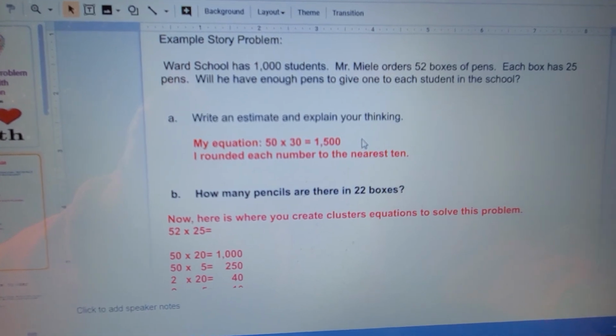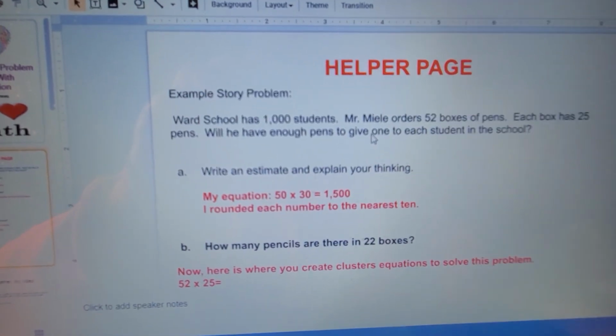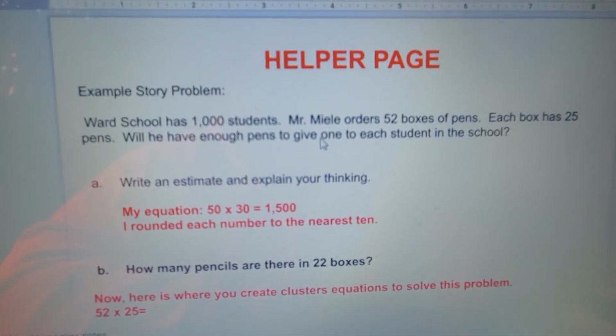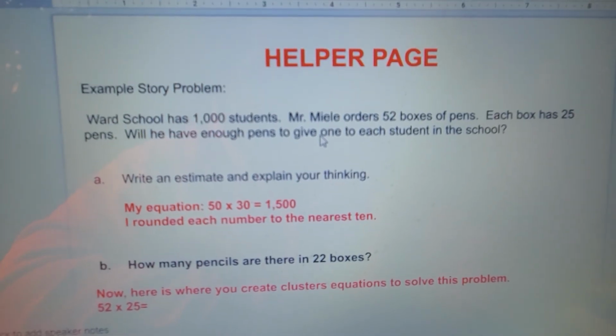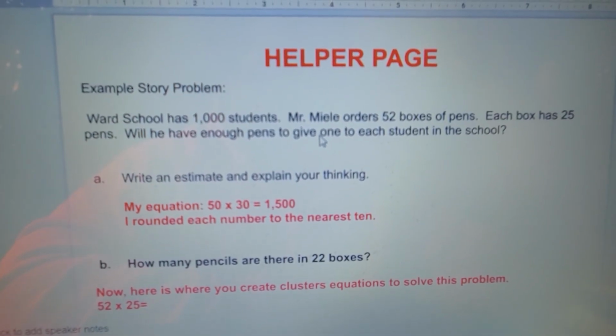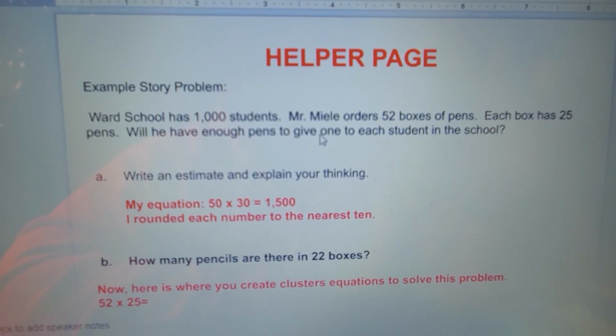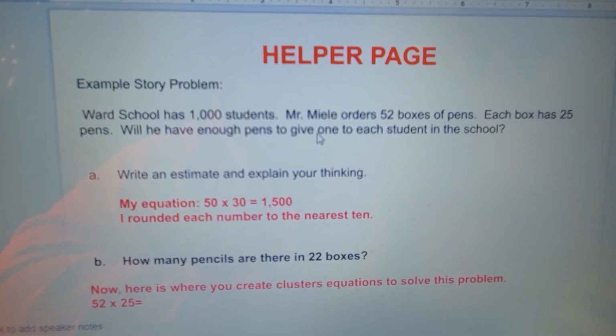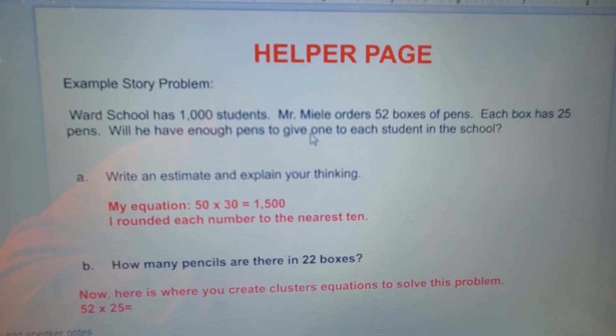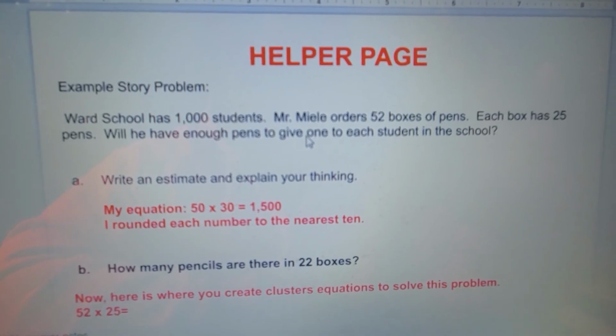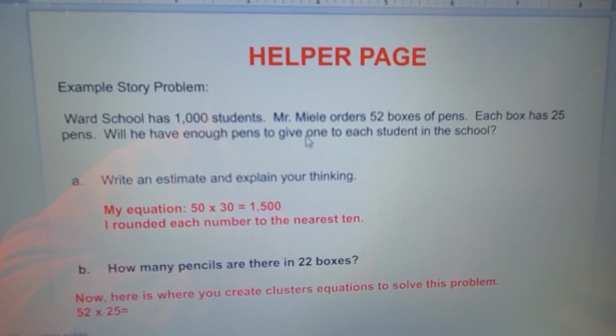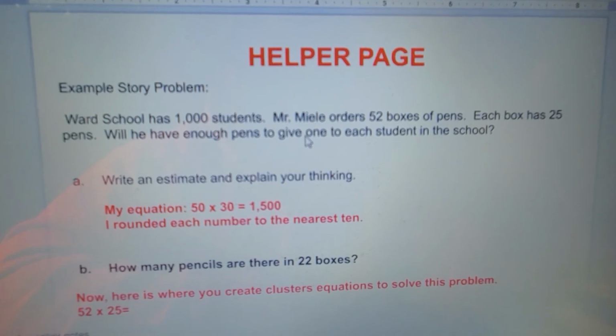So every problem has a story problem. You don't have to write one. It's provided for you. Ward School has 1,000 students. Mr. Millie orders 52 boxes of pens. Each box has 25 pens. Will he have enough pens to give one to each student in the school?